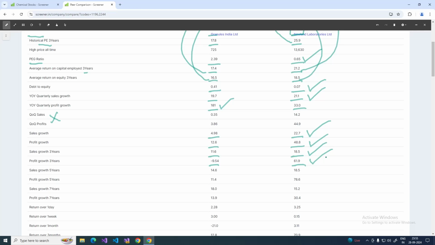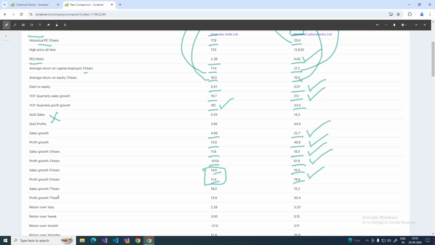Next 5 years. So here 5 years, sales growth is 14.6 and profit growth is 11.4 for Granules. For Neuland, it is 18.5 and 17.6. These are positive for Neuland Laboratories.